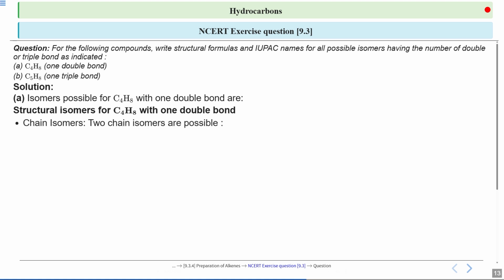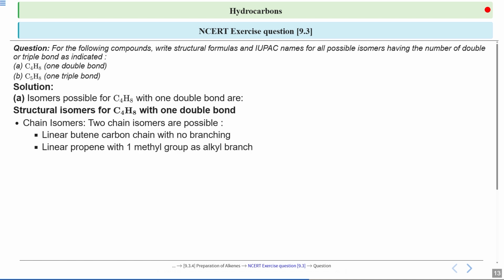So first of all, it can have chain isomers. In this, 2 chain isomers are possible. Linear butene, a carbon chain with no branching. The second one is if you take a linear propene with 1 methyl group acting as an alkyl branch. So these are the 2 possible chain isomers, because they have a variation in their chain length.